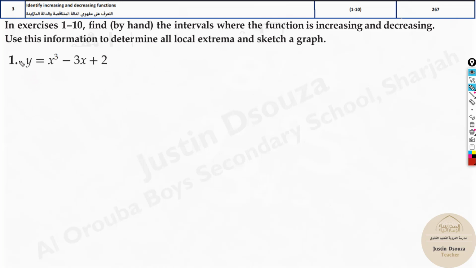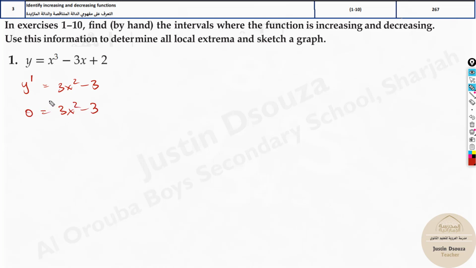First, we need critical numbers. Derive this. y is f of x itself. I'll just write y dash, derivative of that, is 3x squared minus 3. Now make this equal to 0. It will be 3x squared minus 3.